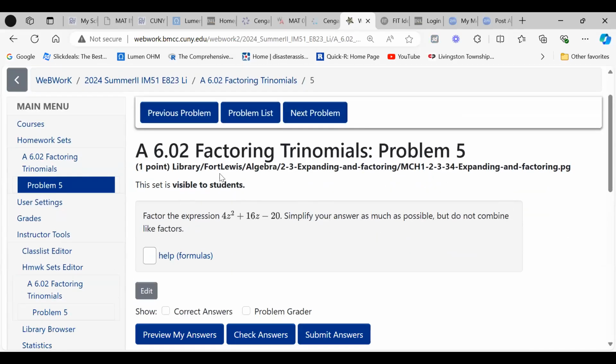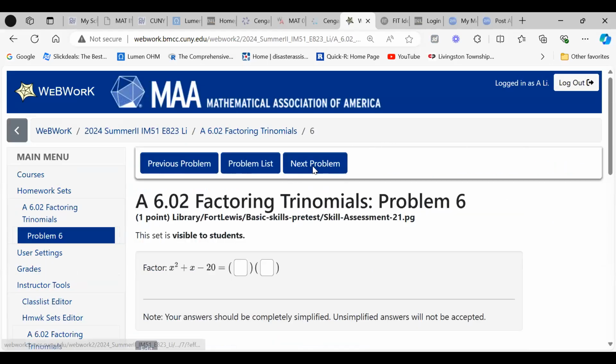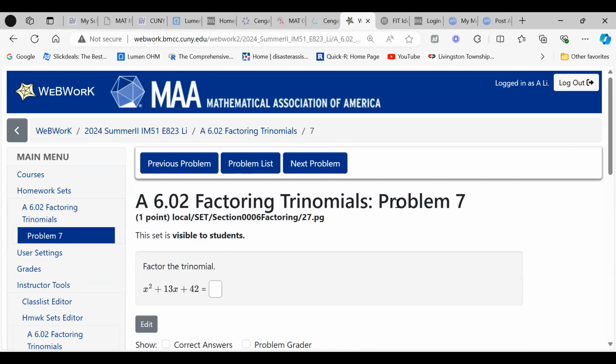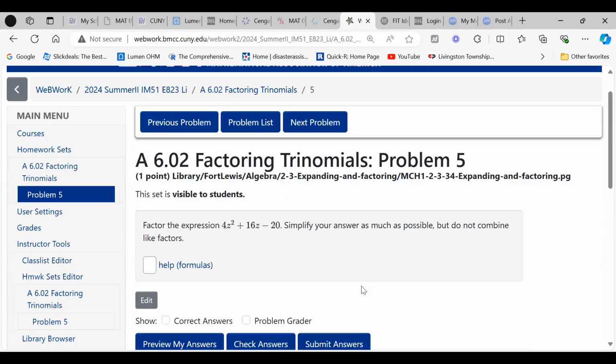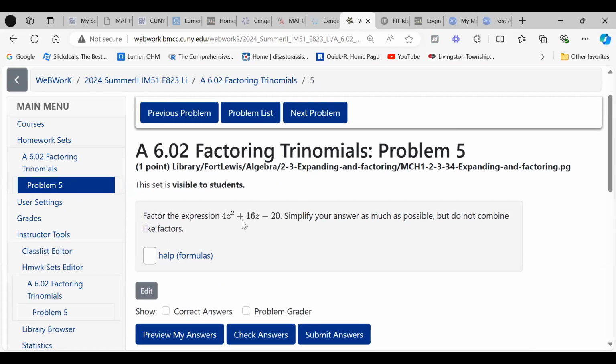Okay, and this one is very similar to the one we just did. I'm gonna skip it. Yeah, this is similar. No, actually, you know what? Let's try this one. Let's try to factor this one. So factor by GCF first, factor out the 4 first, and then factor the trinomial afterwards. Okay, try this one.